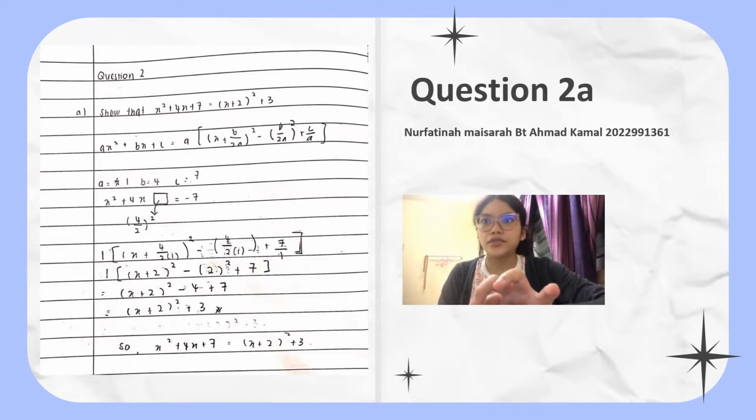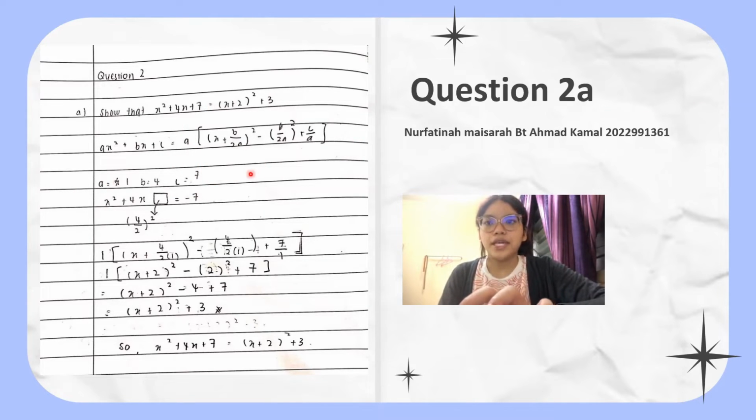So for question 2a, we're going to show that x squared plus 4x plus 7 is equal to (x + 2) squared plus 3. So we're going to prove this question by using completing the square. And for completing the square, we're only going to use this formula right here. So from the quadratic, A is equal to 1, B is equal to 4, and C is equal to 7. So we're just going to put this information right here into this formula.